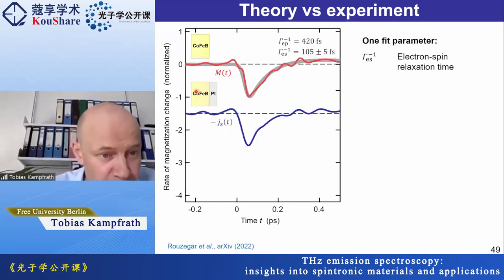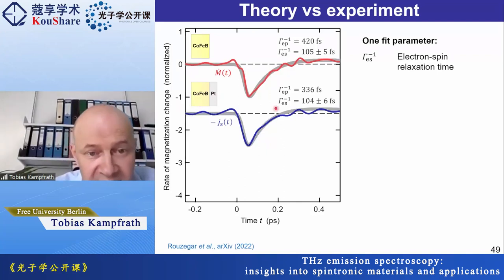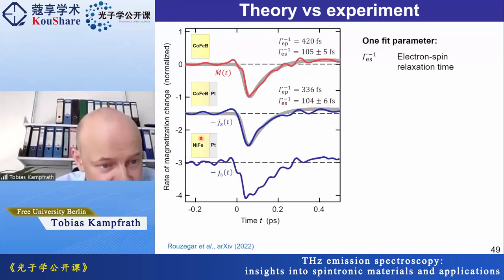So now we do this also for the spin transport. And again, we get pretty much the same electron spin relaxation time, 100 femtoseconds again. Finally, let's change the ferromagnet from cobalt, iron, boron to permalloy, because we know in permalloy the relaxation dynamics is slower. It's shown here. And let's fit it again.